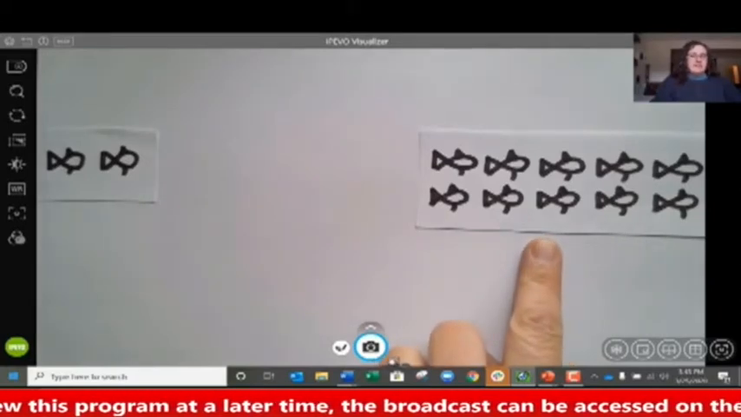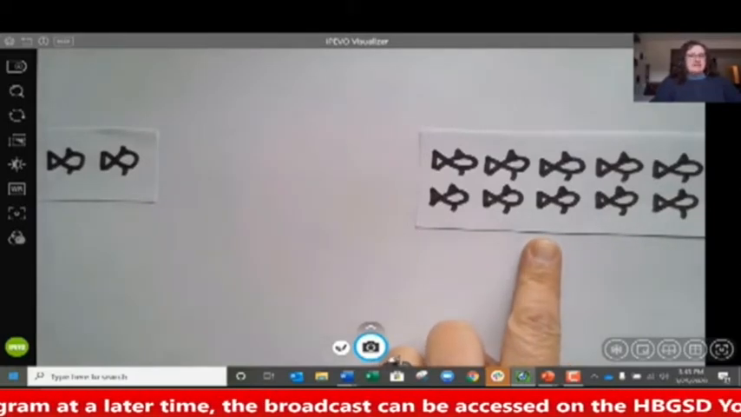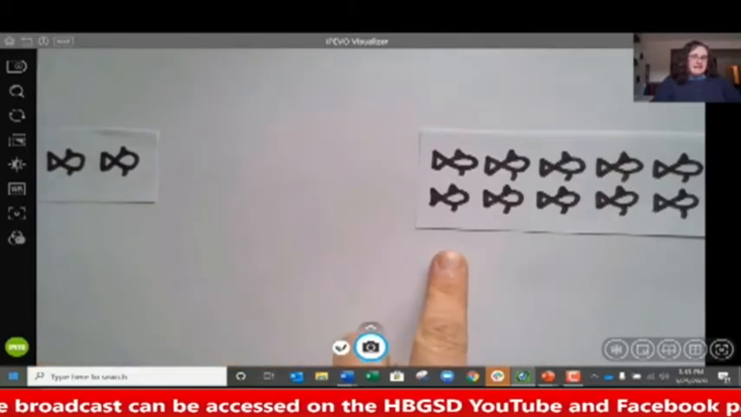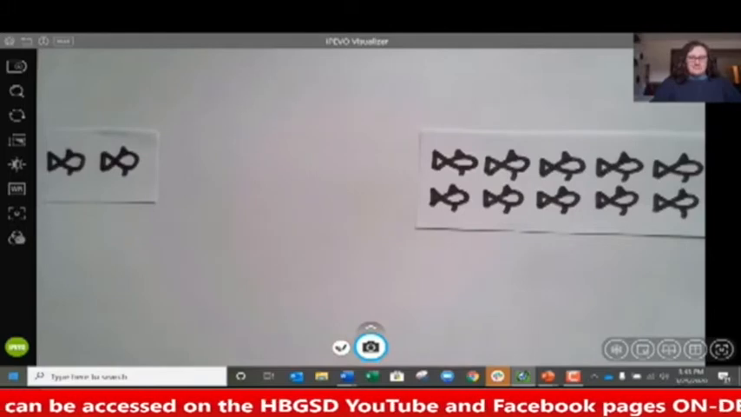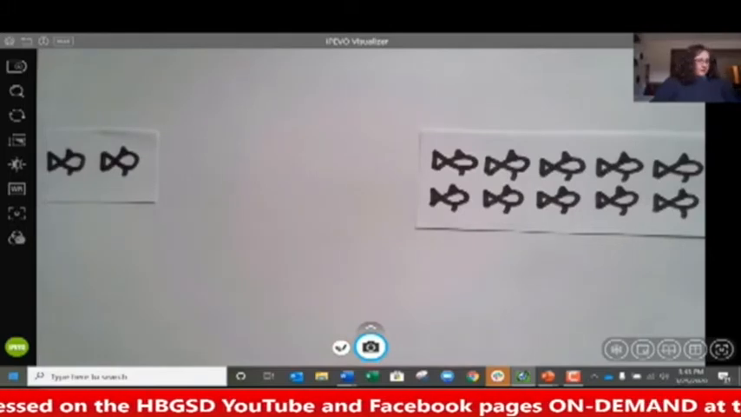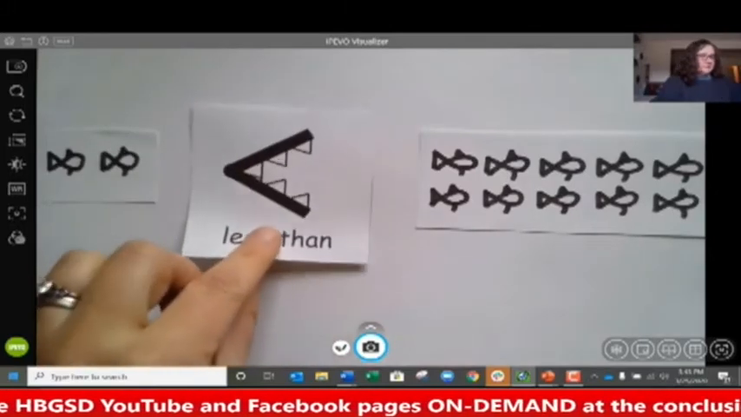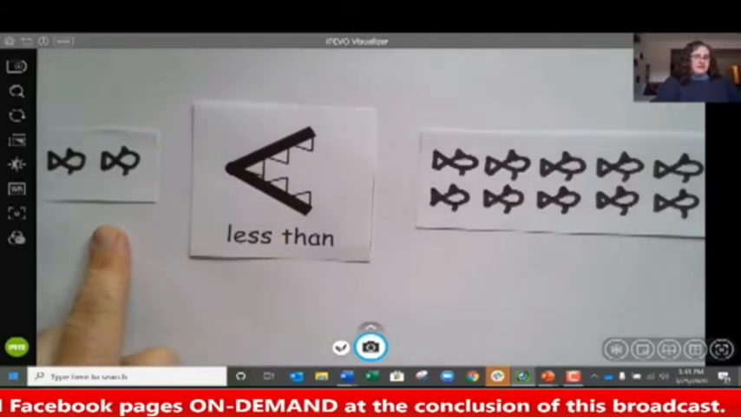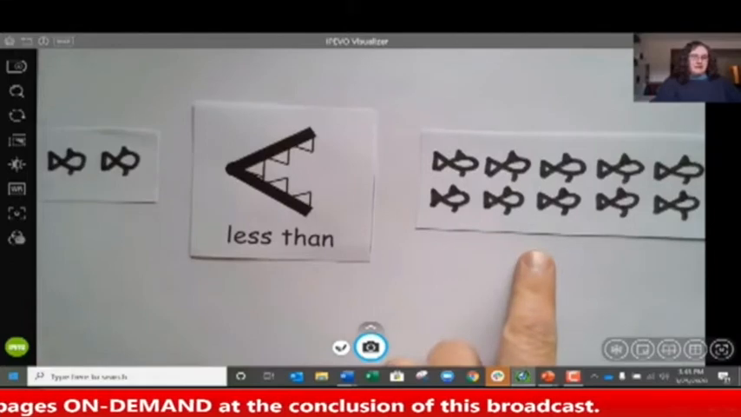Did you say the group of 10 fish? Is that because you were thinking 2 is less than 10? I know that's what I was thinking. Here is my alligator. 2 fish is less than 10 fish.